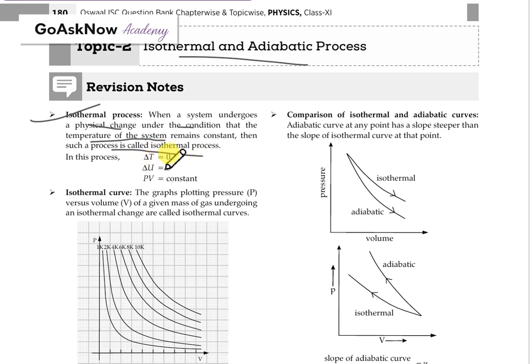Here, delta T is equal to 0 and delta U is equal to 0. At this time, PV is equal to constant. So, this is isothermal process.